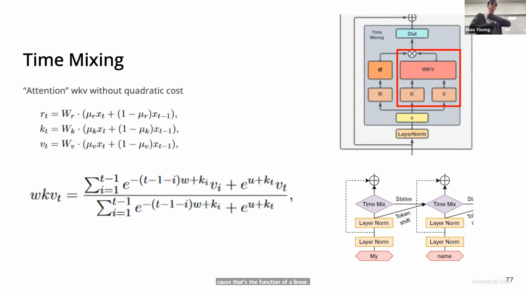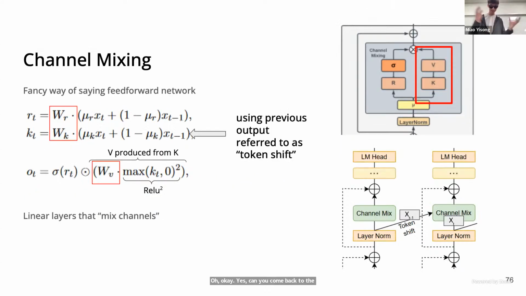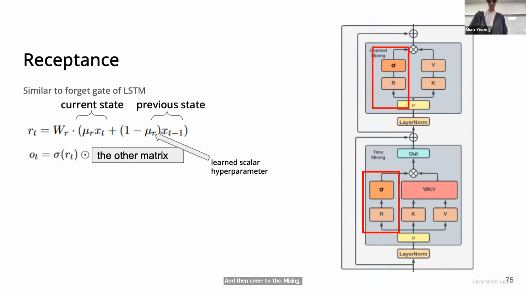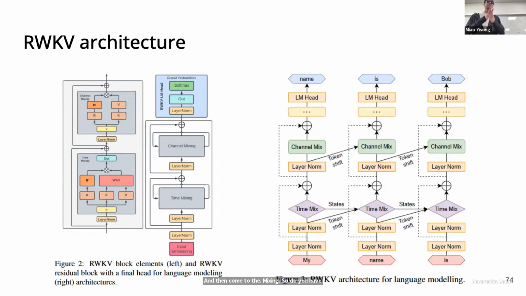Can you come back to the previous slides? So basically, what is the general architecture? First it could be the receptance, and then come to the mixing. Do you have any picture of the general architecture? Okay, it runs sequentially like an RNN on the right. Time mix first, and then channel mix.